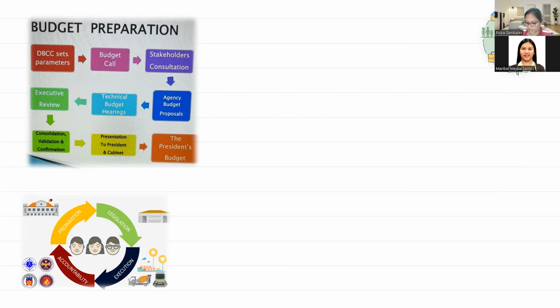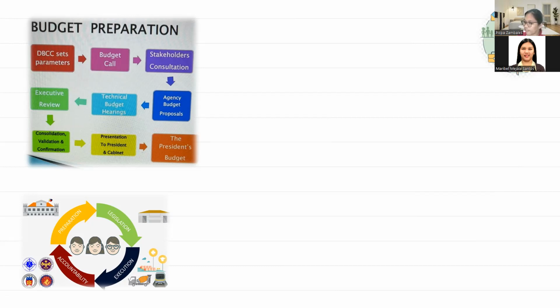Okay, next. After we do that, we have our agency budget proposal. So, may agency, ayan na, gagawa na tayo ng budget proposal per agency. Then, we have our budget hearing, executive review. Pag may executive review na, all you need to do is consolidate, validate ng BBM yan, then present to the president. Then, we have now the president's budget. No? Yan na. So, meron ng budget, no? Na nanggaling sa, we have to present it to the office of the president.